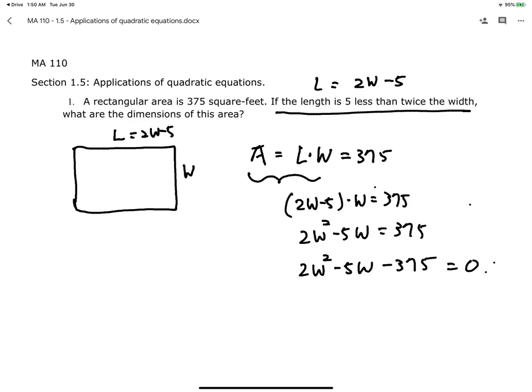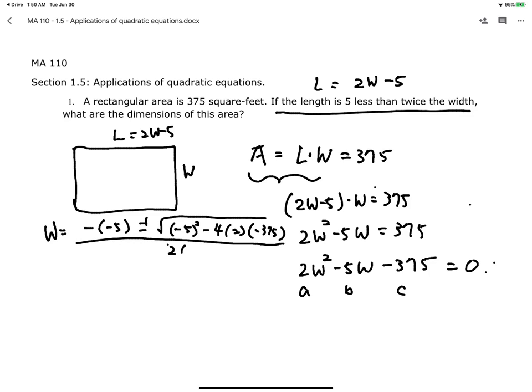So W equal negative 5, right? This is your A, B, C. Plus minus square root of negative 5 quantity squared minus 4 times 2 times negative 375 all over 2 times 2. Okay. Again, grab a calculator. I'm not going to ask you to do this in your head because I'm using a calculator, so I don't expect you not to.